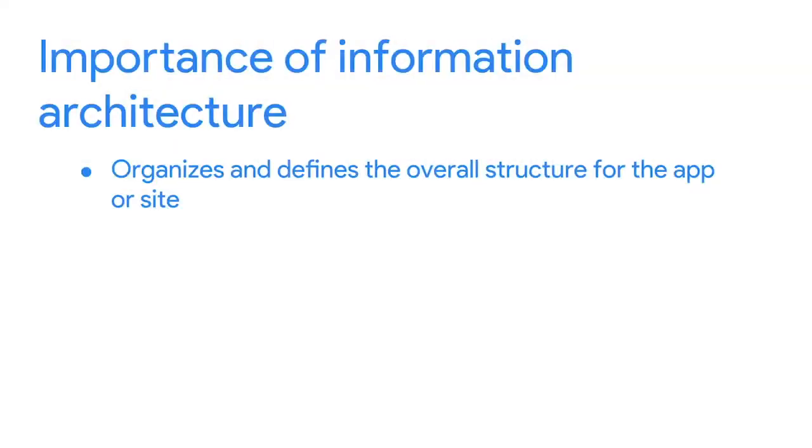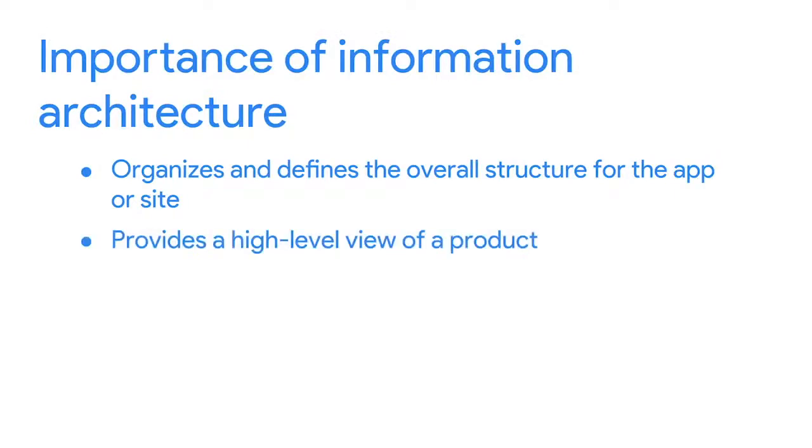Creating information architecture is an important part of UX design for many reasons. First and foremost, IA organizes and defines the overall structure for the app or the site. Second, it provides a high-level view of a product. As a UX designer, you need to understand how the elements of a product fit together and relate to each other in order to create the design of that product.